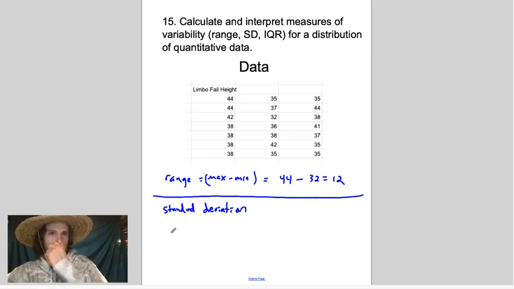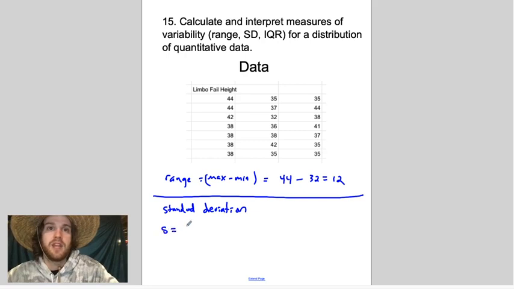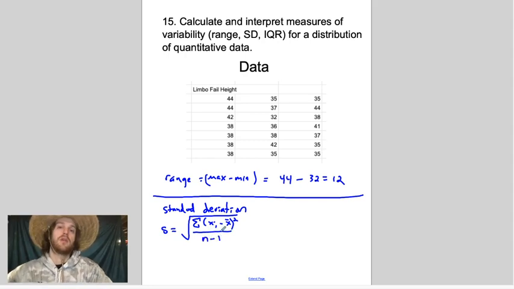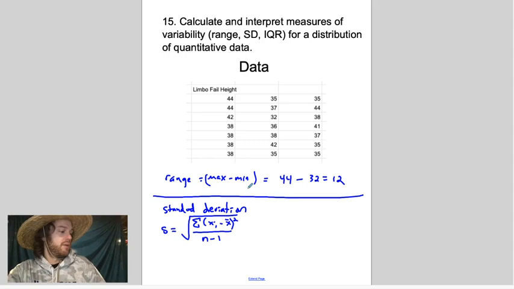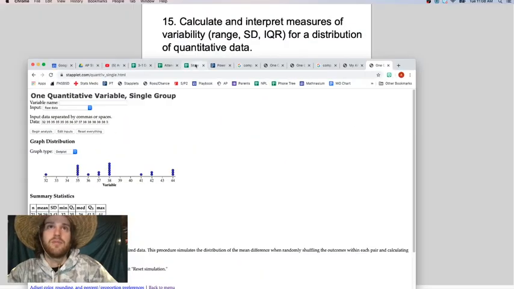Standard deviation, the equation for that is S, the sample standard deviation, is equal to the square root of the sum of all the xi's minus x bar squared, divided by n minus 1. Okay, so let's see if we can do this by hand to show how you would do this in your lists. It's a little rougher, but you're going to get this from one of our statistics anyways. So I'll just do it real quickly in the list so you can see where that comes from.